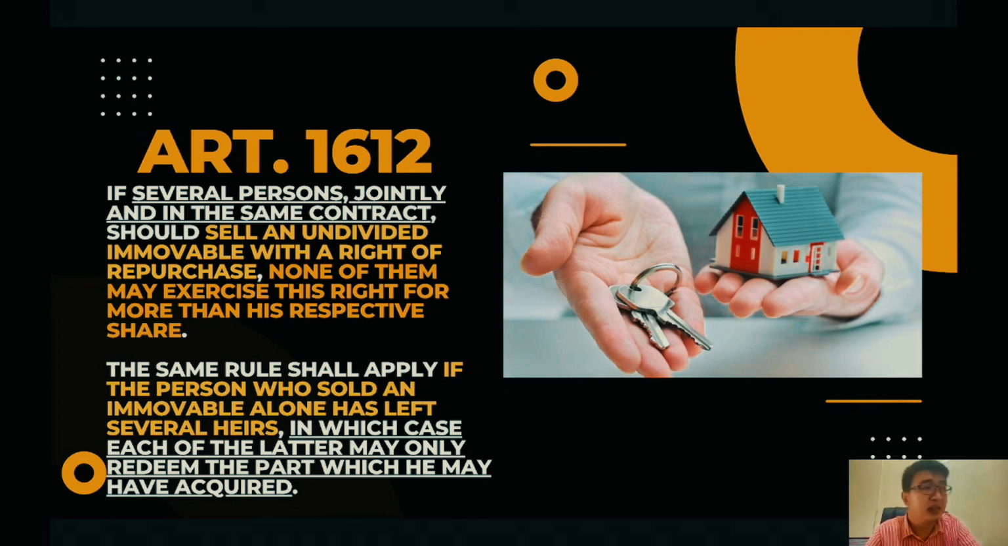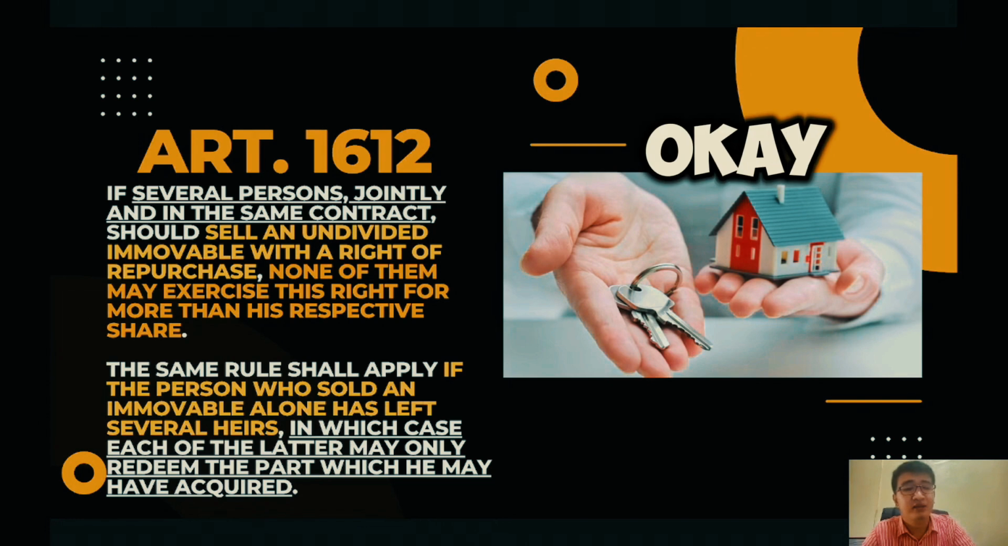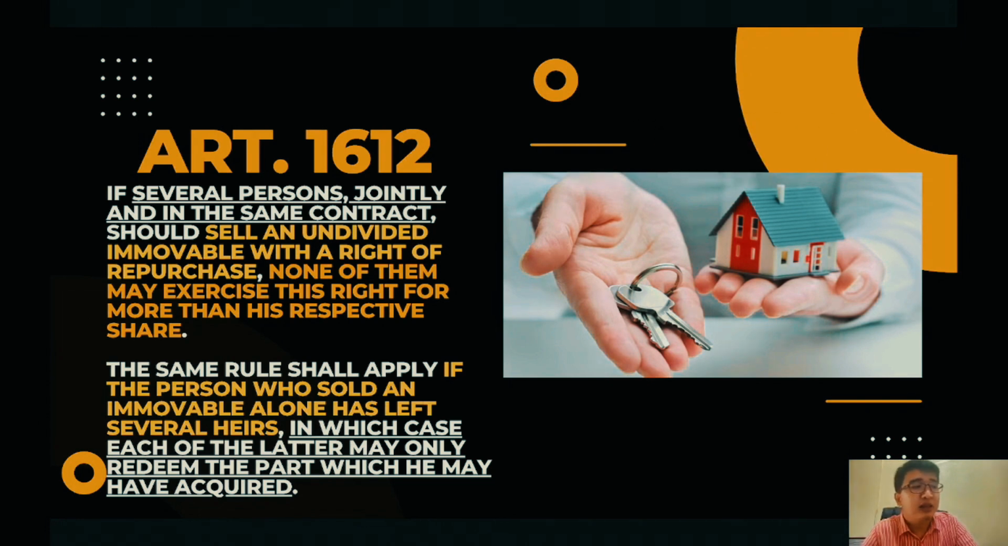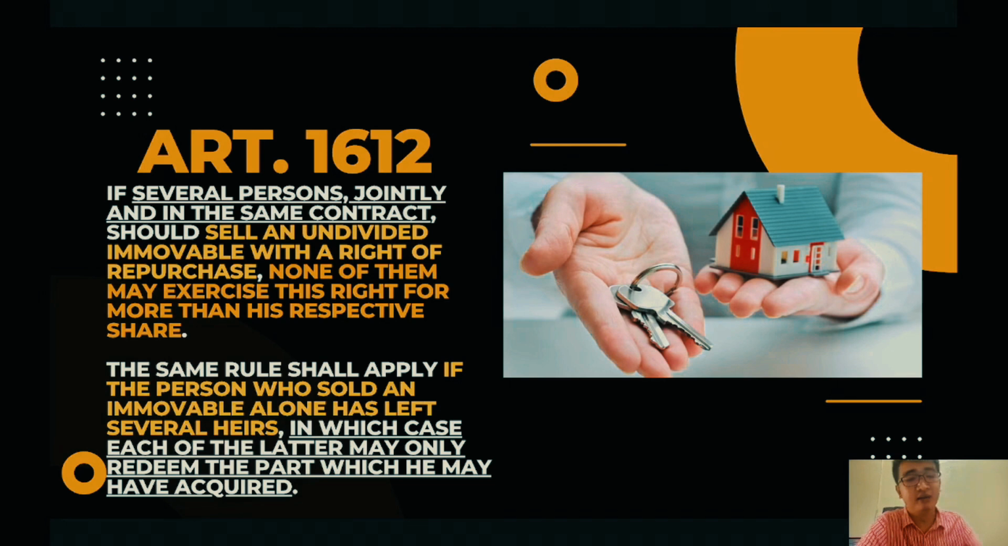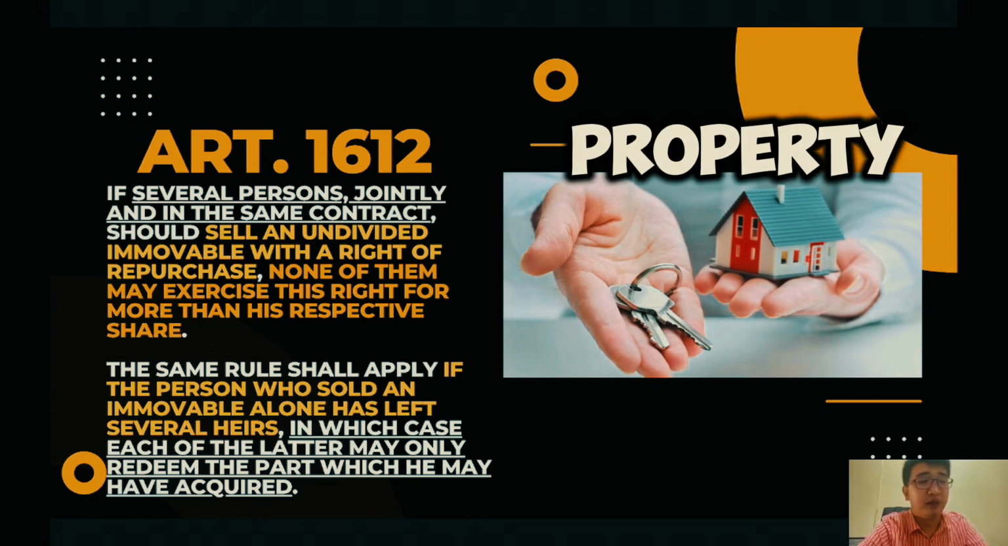So, dito naman, let's say for example, a pacto de retro sale between A and B. Okay? Term niya, 10 years. Okay, ngayon patay na si A na nagbenta kay B, pero meron siyang heirs. Ang heirs niya si XYZ. Okay? Itong si XYZ, X cannot redeem the whole property. Okay? He can only redeem the property with respect to his share as an heir. Okay? As a tagapagmana, as an heir. Yun lang ang pwede niyang i-redeem. Hindi niya pwedeng i-redeem yung buo. Kung gusto nilang i-redeem yung buo, all of them or XYZ should redeem the whole property.